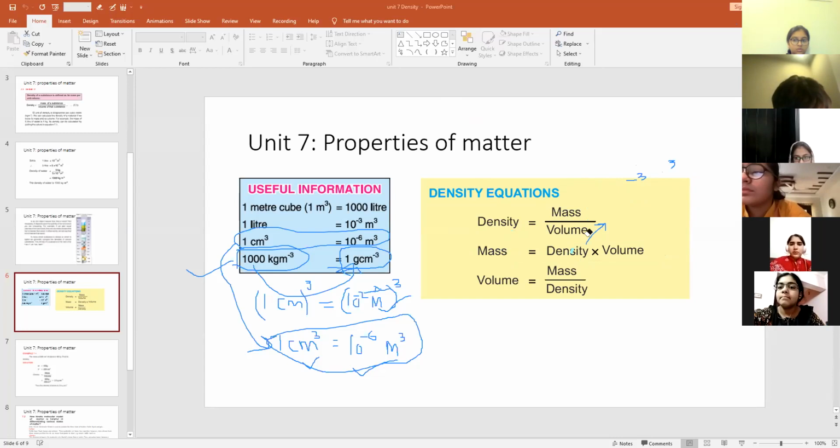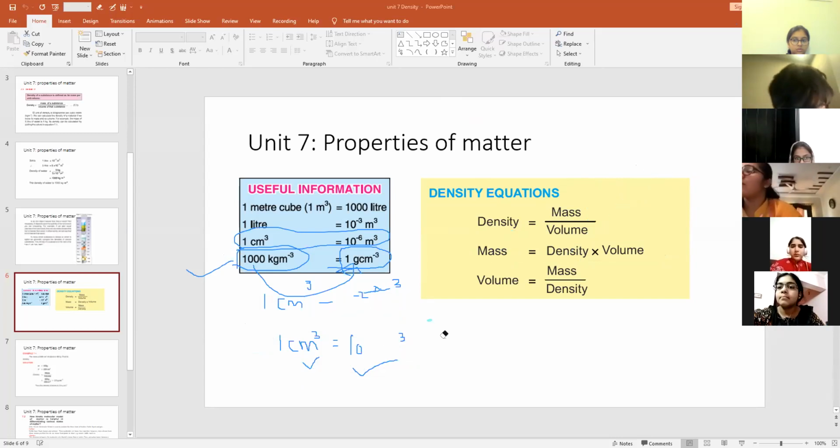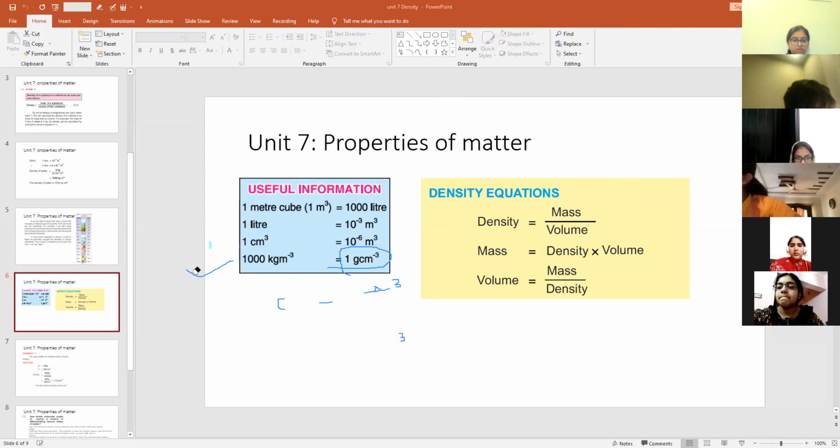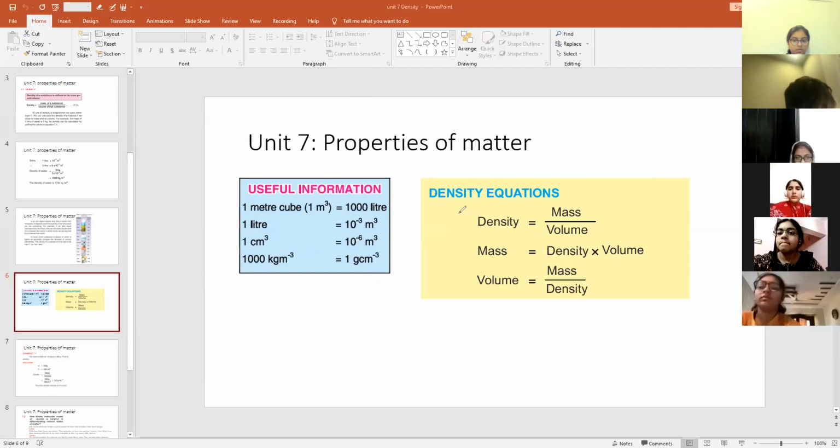If in any problem or example the mass of the object is known, and the density of the object is known, and you have to calculate the volume, first of all you only need to memorize the formula for density. From this, you can easily derive the formula for mass and the formula for volume. So now in this case, we have to find out the volume.